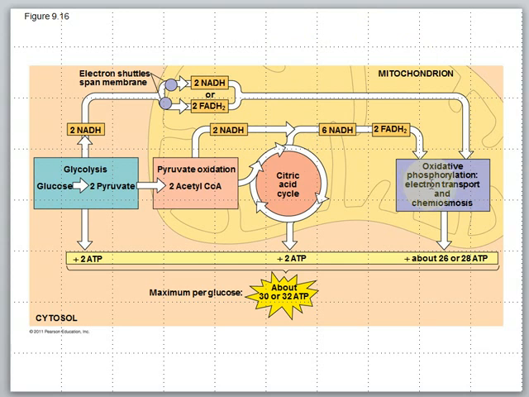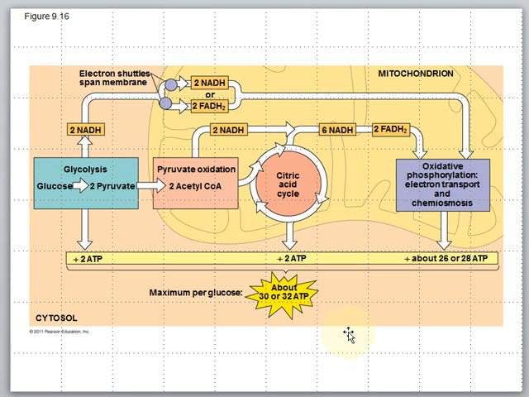Finally, we get to the last portion here, oxidative phosphorylation and the electron transport chain and the chemiosmosis. The NADH and FADH2 release those electrons to fall down that electron transport chain. That pumps H plus ions across the membrane, which then, as they flow back, ATP synthase uses that flow to create somewhere between about 26 or 28 ATPs. So, total, altogether, we have usually about 30 to 32 ATP from one molecule of glucose.